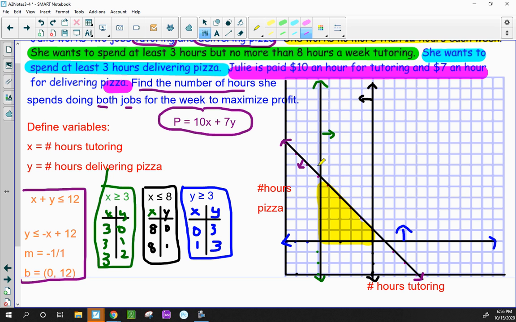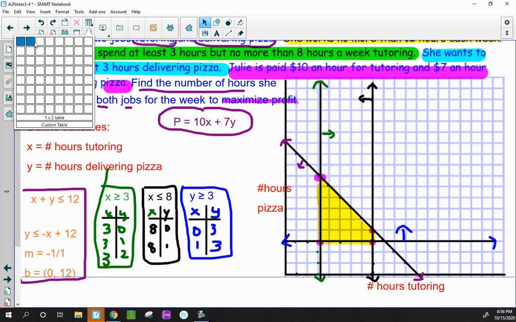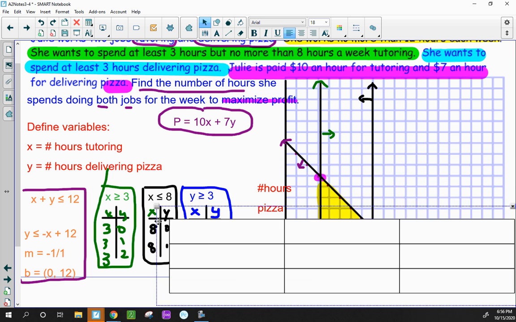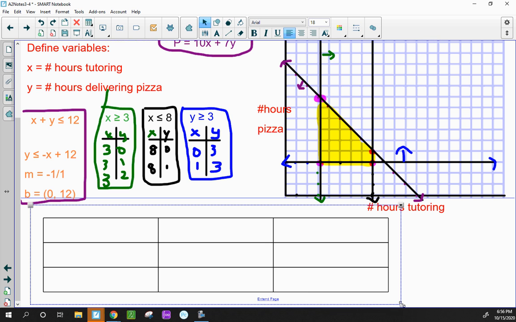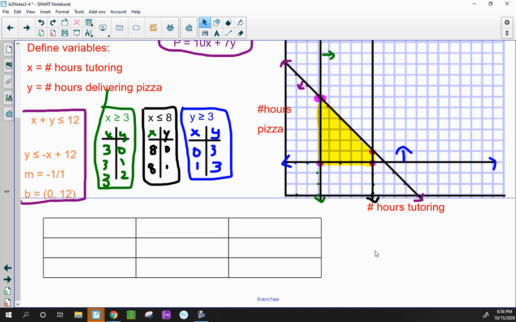But remember from the notes that your max and min, we want to maximize profit. We don't want to make the least amount of money, we want to make the most. And so those are always going to occur at the vertices. Okay, so I'm highlighting those for us now on your screen, and you see 4 points. I'm highlighting in pink. Your job is to now record that information in a table form.